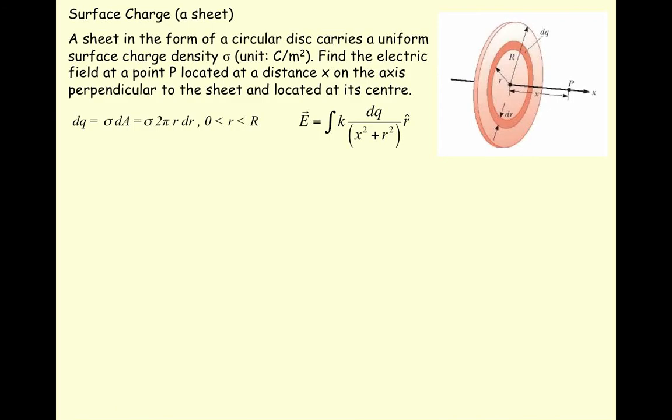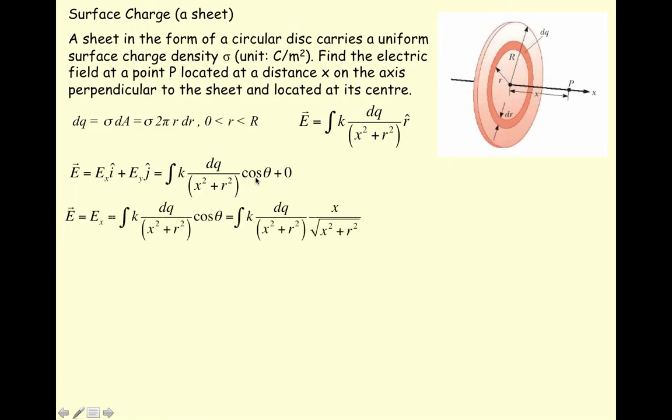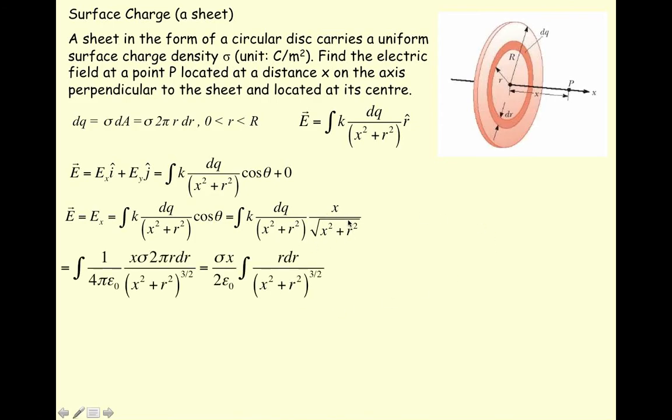And again, the y contribution of the electric field will cancel because of symmetry, and I only have the x contribution. So that will again give me exactly what I had before, except now it's a little bit different. So if I combine these two together, then I get that.